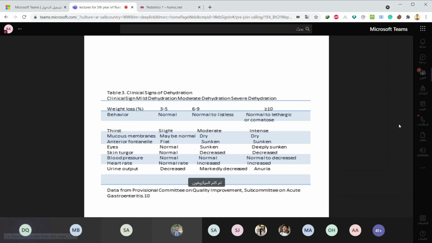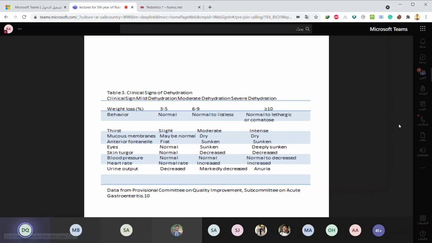This table shows the clinical signs of dehydration and the classification into mild, moderate, and severe dehydration. Mild, moderate and severe depends on the percentage of weight loss. So in patients with mild dehydration, the percentage of weight loss is 3 to 5%, 6 to 9% in moderate dehydration, and more than 10% in severe dehydration.